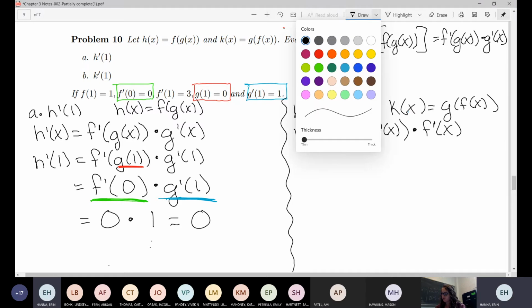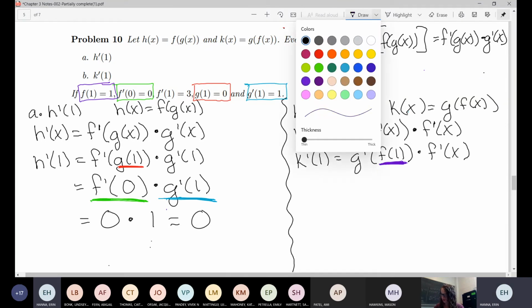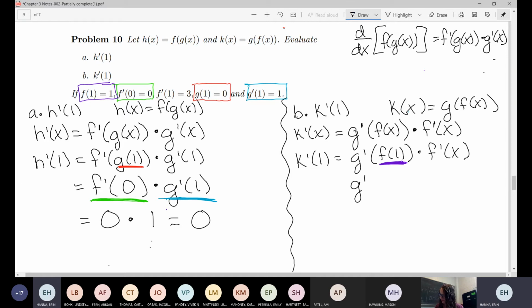Once again, we want to work inside, well, no, hold on, I have to write that down first. So if I want k prime of 1, I'm going to replace all of those x's with 1s. And remember, with these compositions, we want to work inside out. So what is f of 1? It is coincidentally also equal to 1. Oh, I forgot to replace that with a 1. Whoopsies.